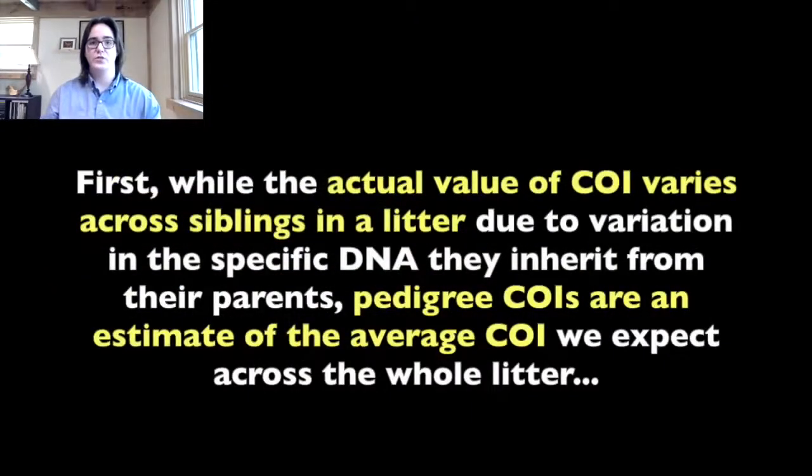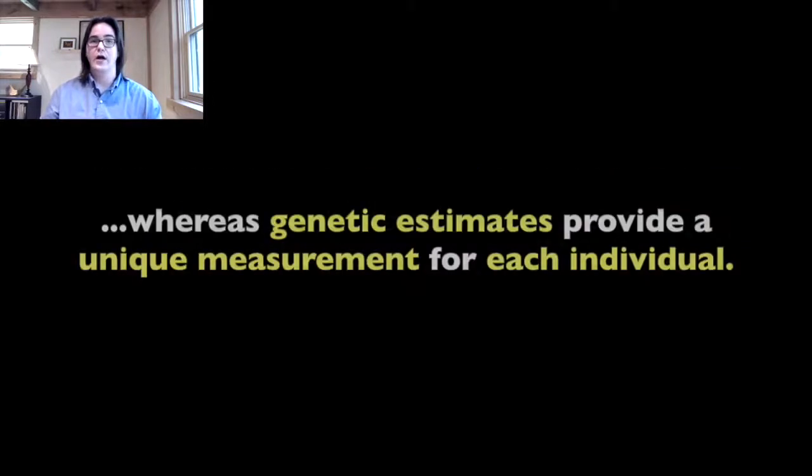First, while the actual value of COI varies across siblings in a litter due to the variation in the specific DNA they inherit from their parents, pedigree COIs are an estimate of the average COI we expect across the whole litter, whereas genetic estimates provide a unique measurement for each individual.